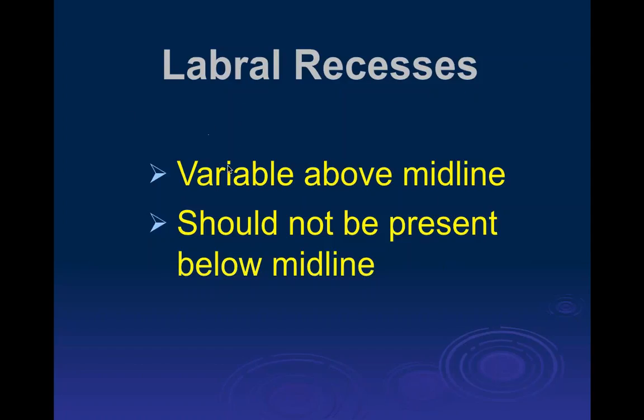So it's variable. A recess is where you have a potential space between the labrum and the glenoid. If you have fluid in the joint space, especially if you have contrast, then you'll see the fluid or the contrast extending below the labrum, between the labrum and the bone. And this is not present in children.